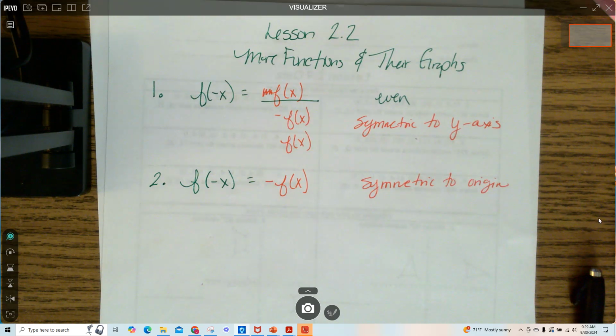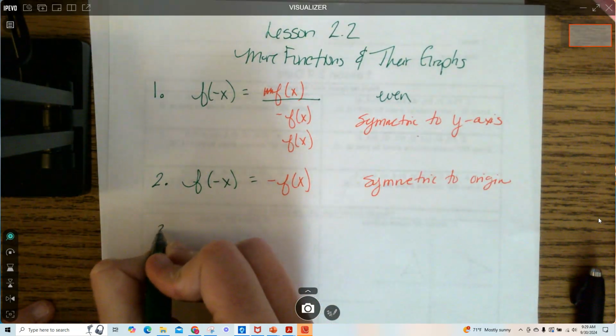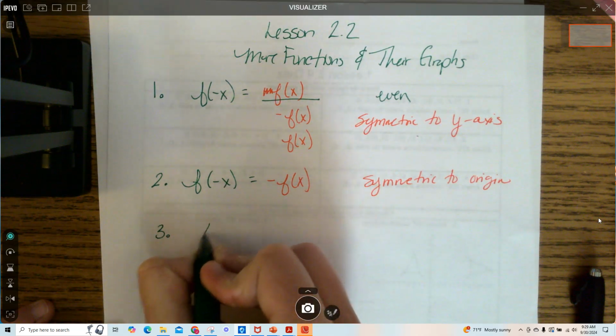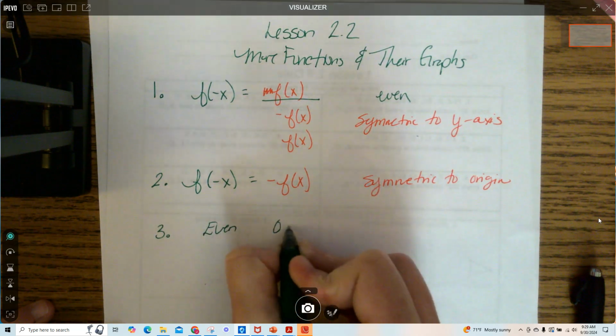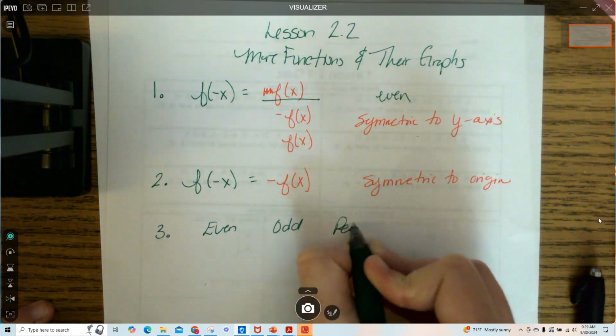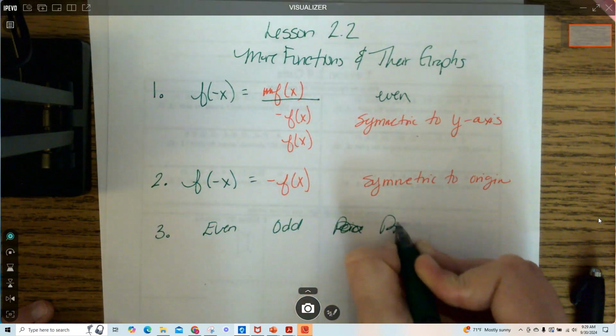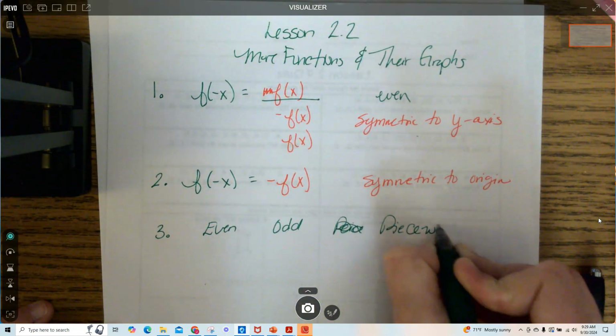A function determined by two or more equations over a specified domain is called blank function. What are your options? Even, odd, and piecewise. What is a piecewise?